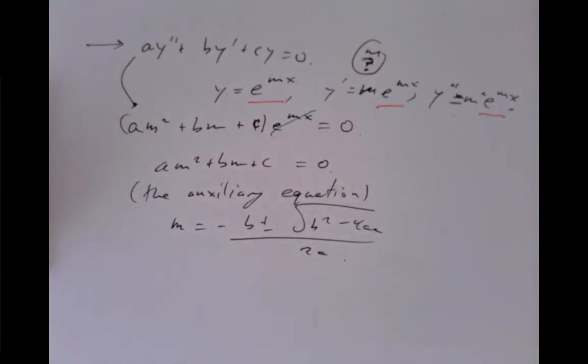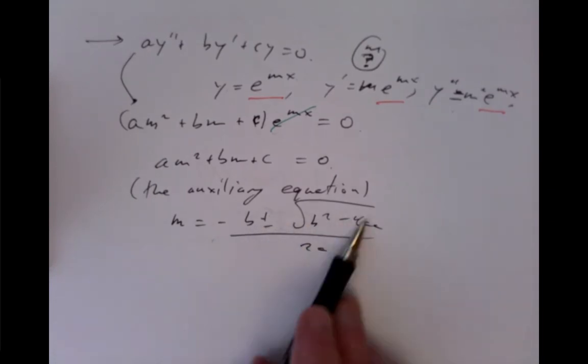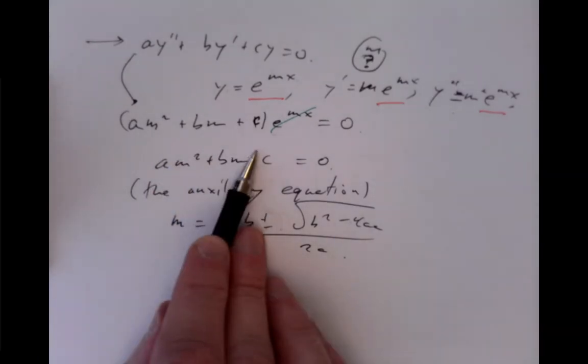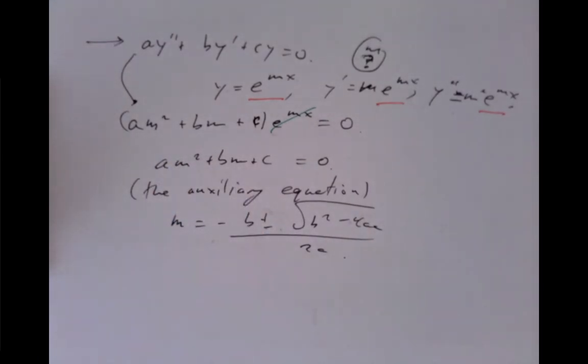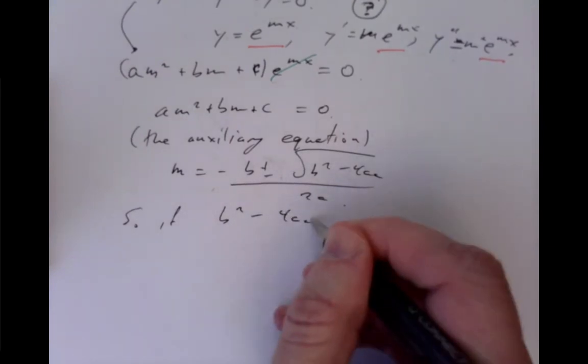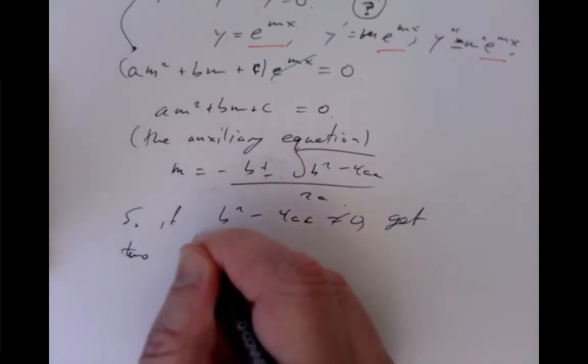So that means that we can actually find this. And if we get a plus and a minus, which are actually different from one another, this is not zero, we'll get a plus and we'll get a minus, giving us two different values of m, giving us two different solutions. And we said that there should be a two-parameter space of solutions. Since it's a linear equation, any two solutions we can take, their constant linear combinations. So as long as we can find two different solutions, we'll be fine. So that'll do it. So what we find is that if b squared minus 4ac is not 0, we get two different solutions this way.